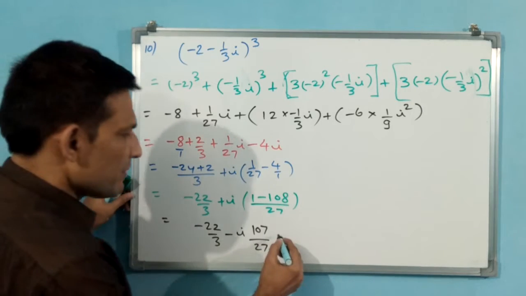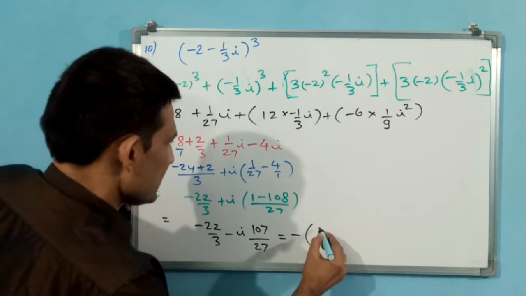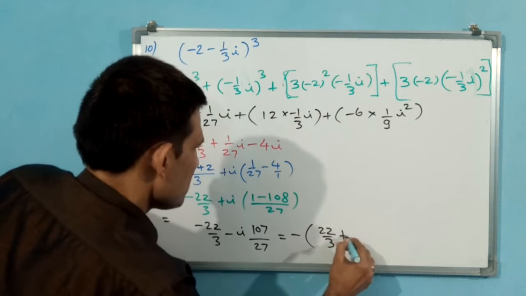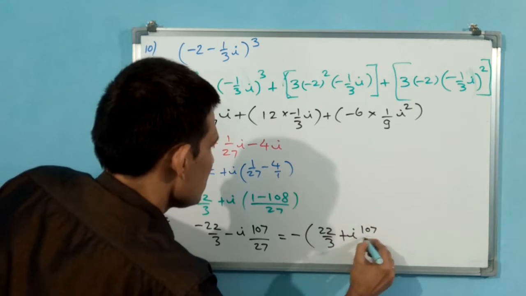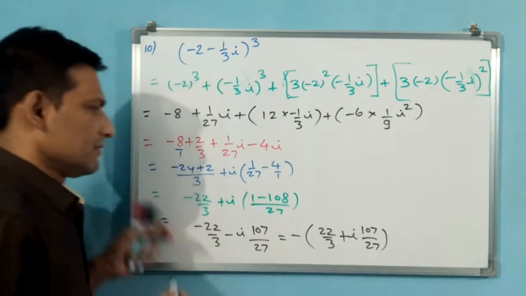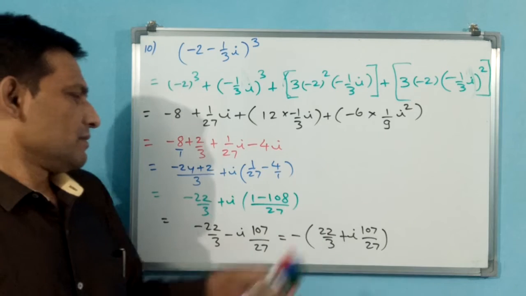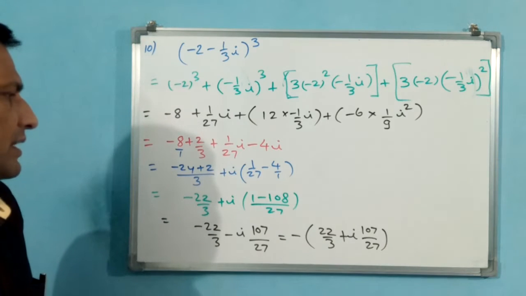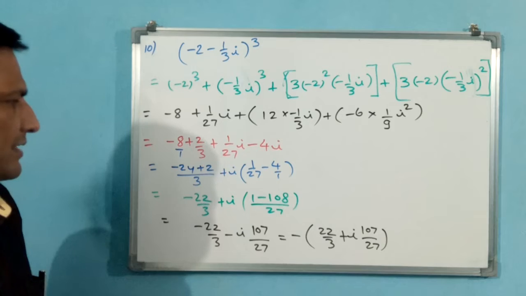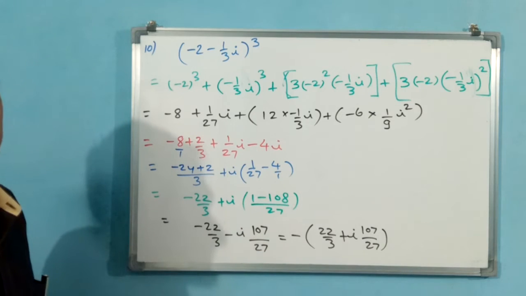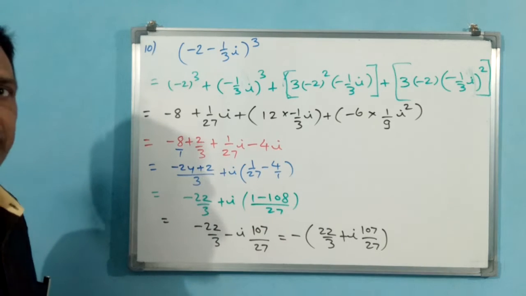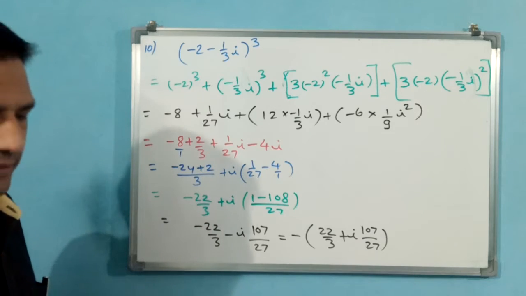If both are minus, you can take out the minus: minus (22 by 3 plus i 107 by 27). Will any further calculation go? 3 nines 3, no, nothing works. This will be the final answer. Take this answer. Let us go for the 11th question.